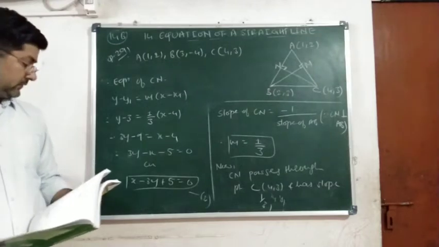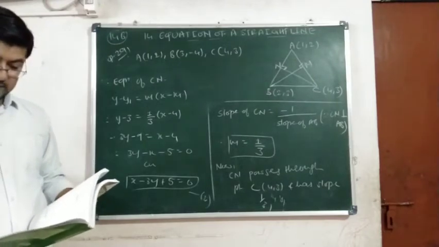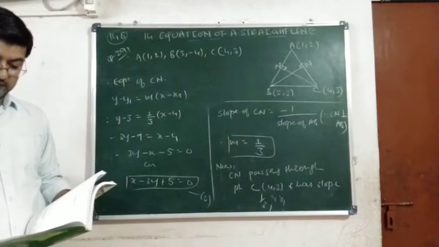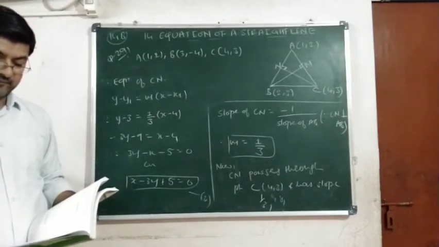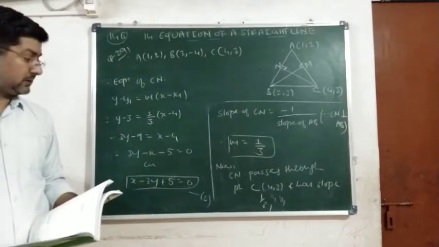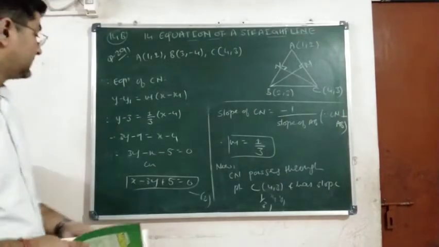So we have equation of altitude CN is x plus y is equal to 7 is given.